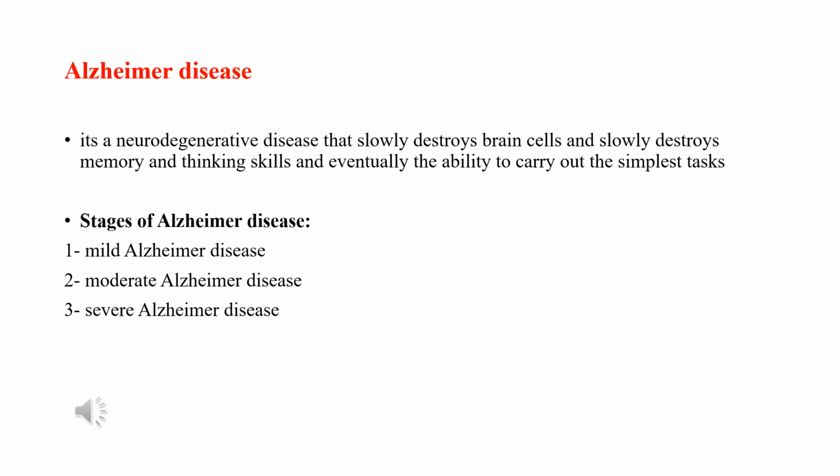And there are 3 stages of Alzheimer disease. The first stage is mild Alzheimer disease, also called early stage. The second stage is moderate Alzheimer disease, and the last stage is severe Alzheimer disease.